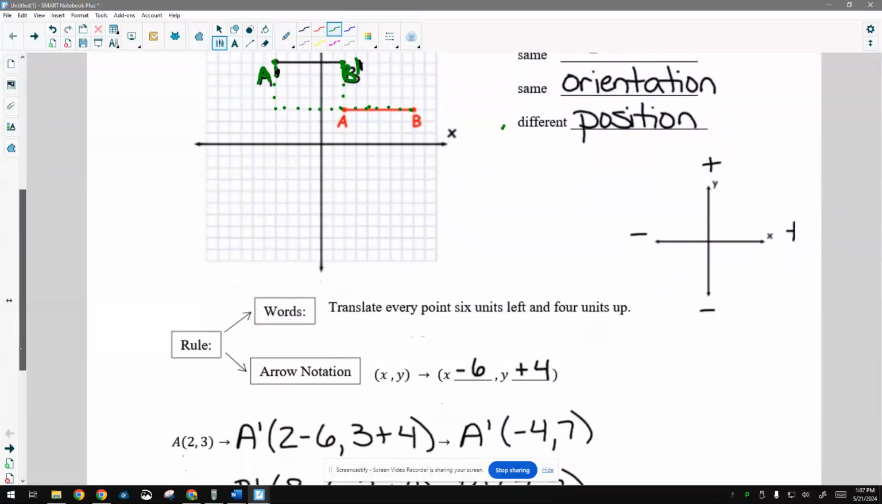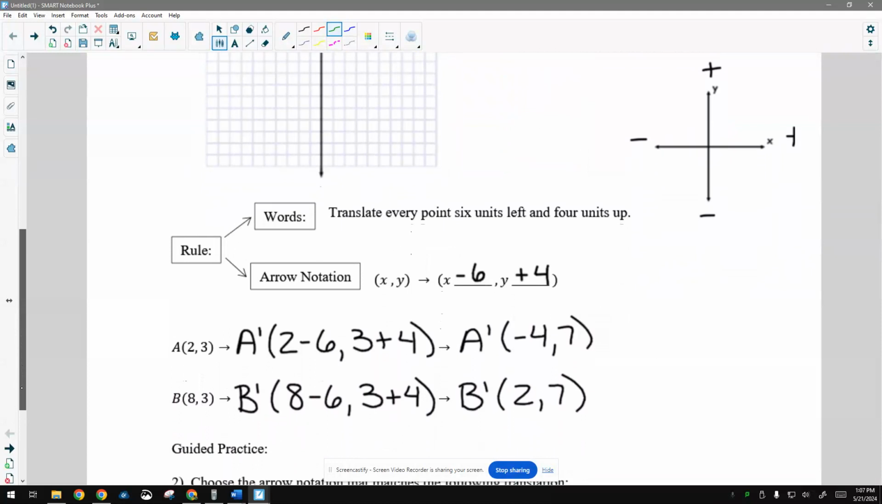Okay. So if we're talking about words, we would say or write 6 units left, 4 units up. If we're talking about doing something in algebraic form, which in this particular unit we call arrow notation, we say that we're going to take a point. Any general point is always xy. Remember that? Okay. And we're going to say algebraically what we're doing.